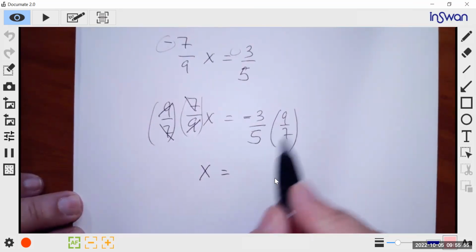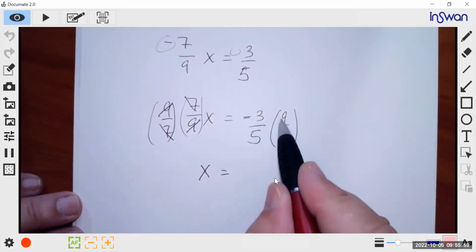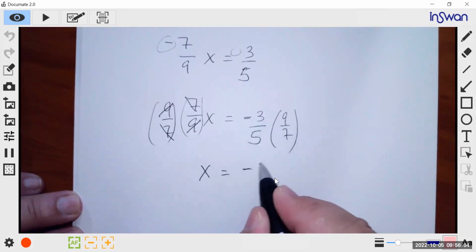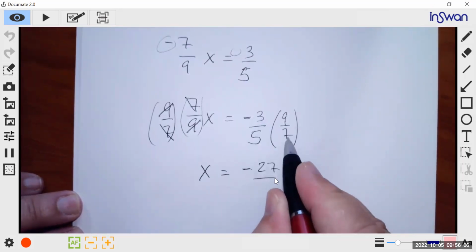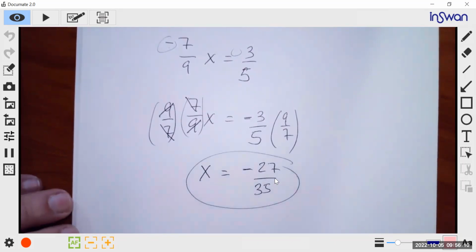Can anything cancel here? No, 3 and 9, nothing cancels here. So the answer is going to be negative. 9 times 3 is 27. 7 times 5 is 35. There's your answer.